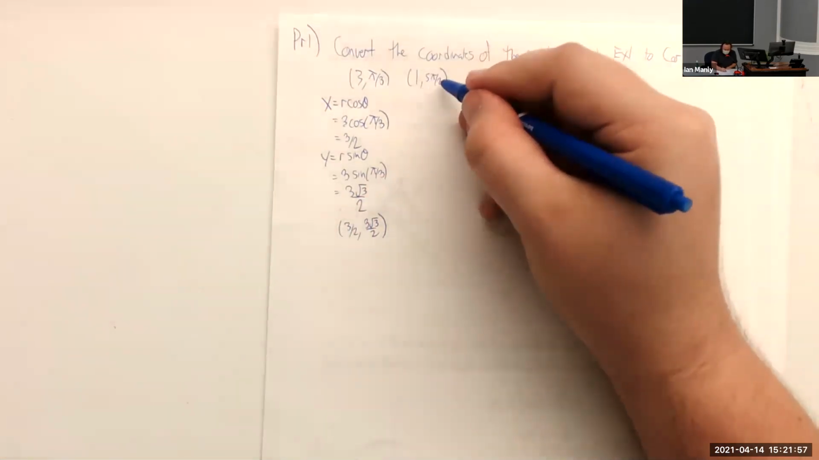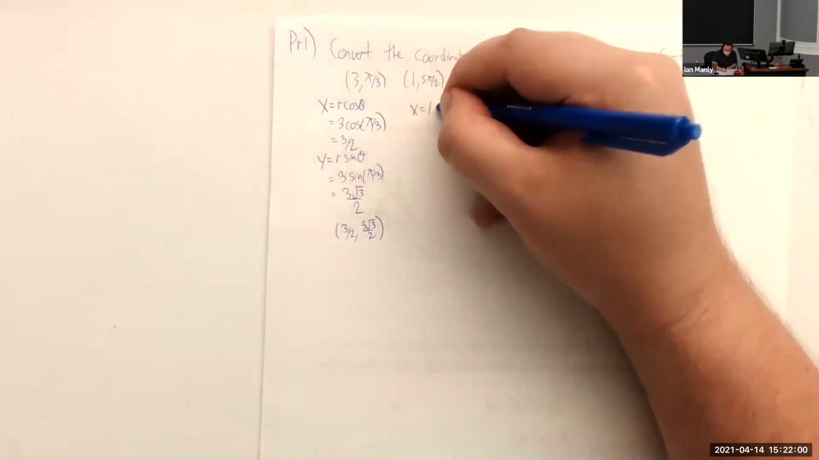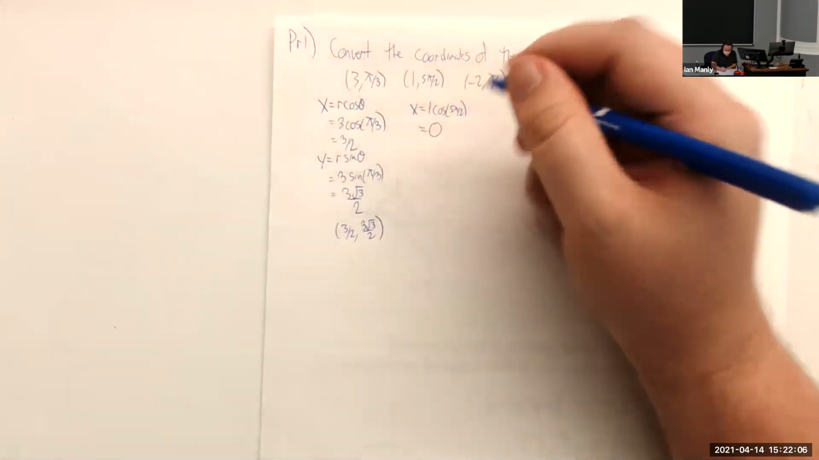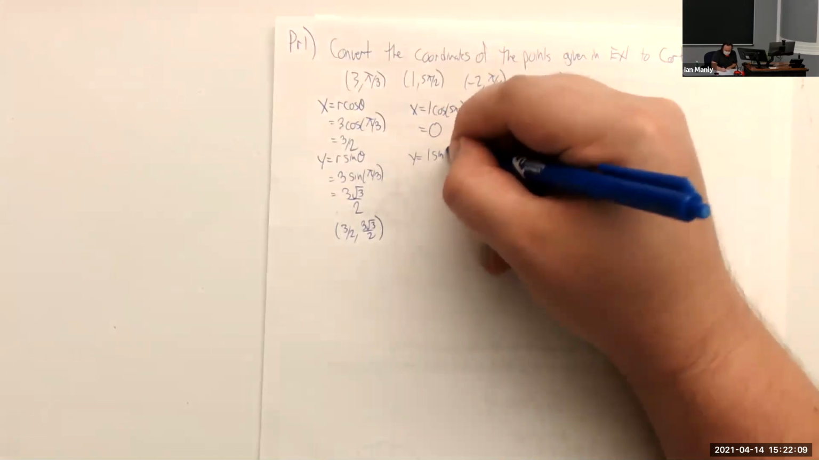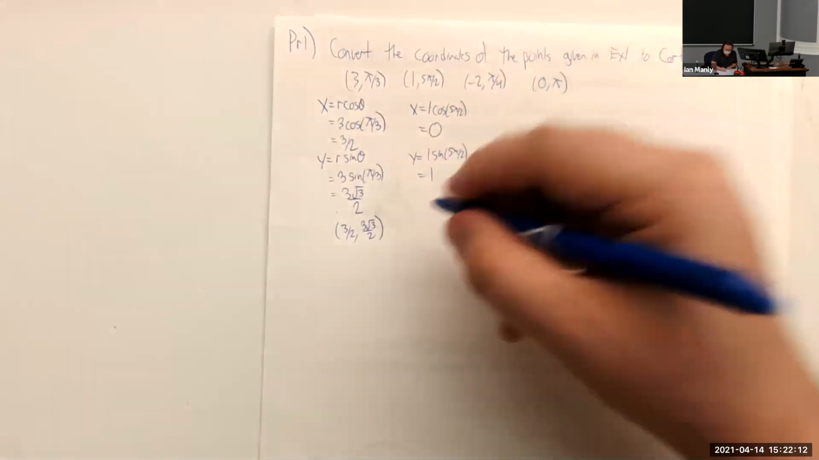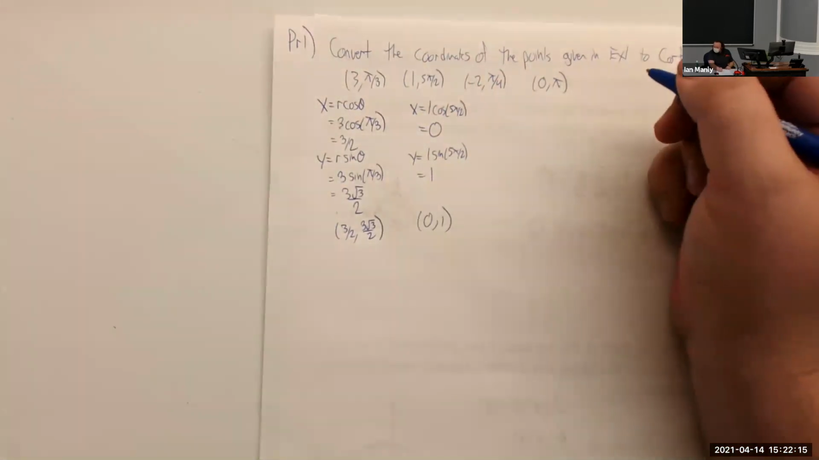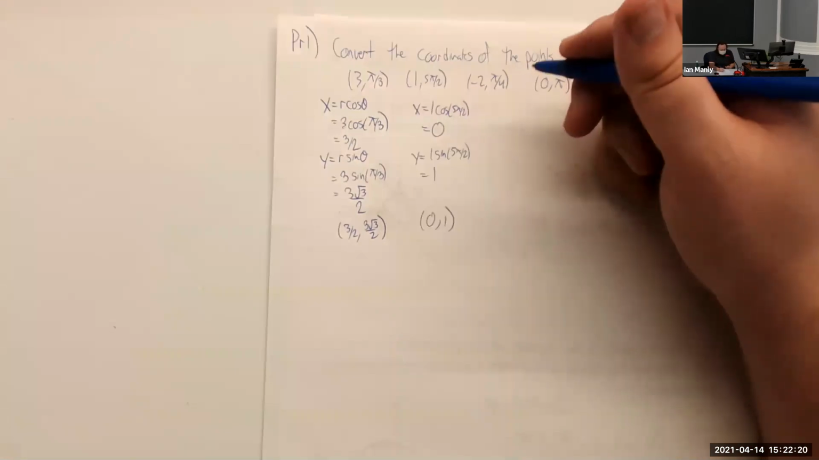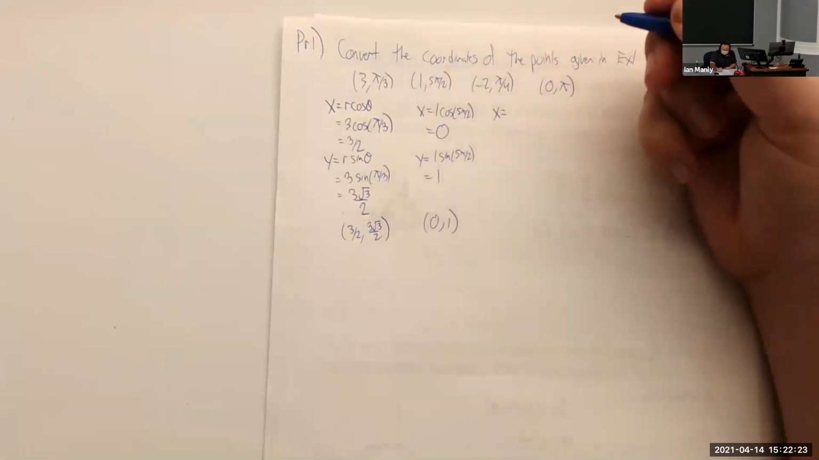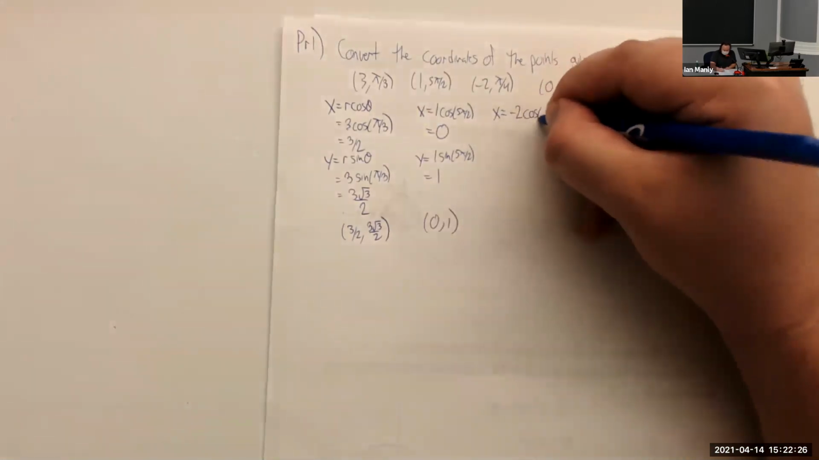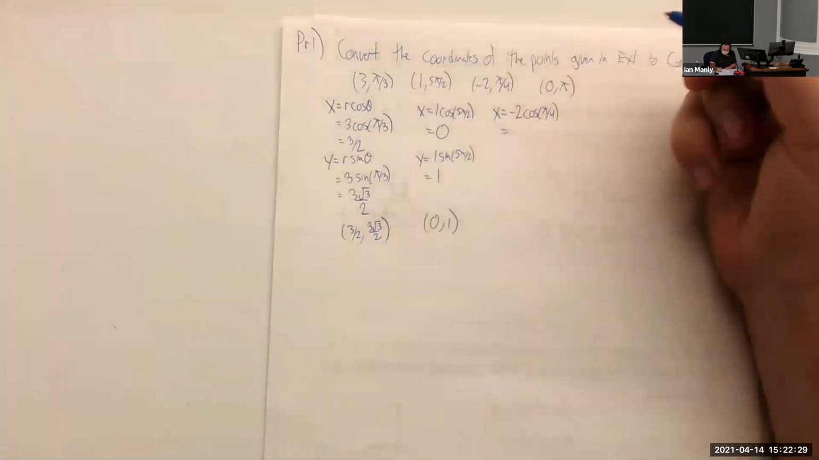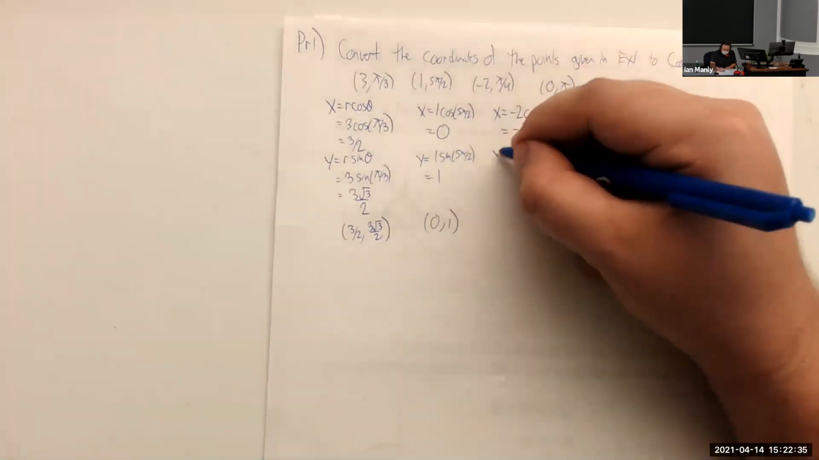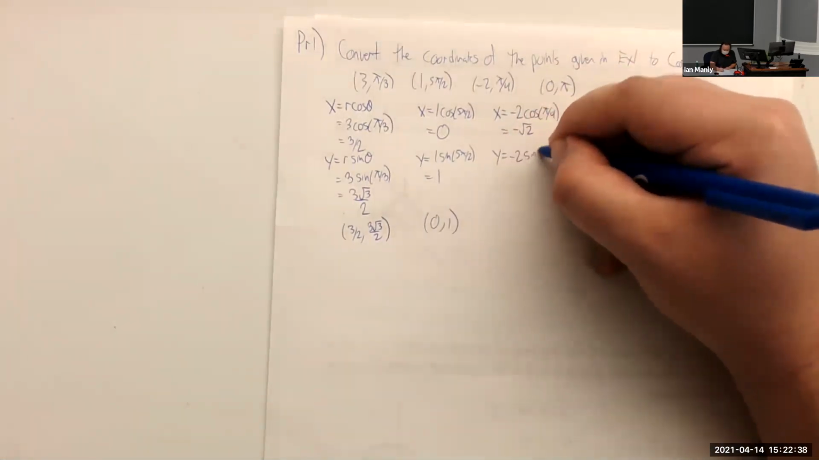All right, next we have 1 and then 5 pi over 2. So X will be 1 cosine of 5 pi over 2, but that will be 0. And then Y is 1 sine of 5 pi over 2, and that will be 1. So this is the point (0, 1) right here. Next, we have -2, pi over 4. And those conversion equations are still valid even if your r is negative. So X is -2 cosine of pi over 4. This is √2 over 2 times 2, which is -√2. And Y, as it turns out, will be the same.